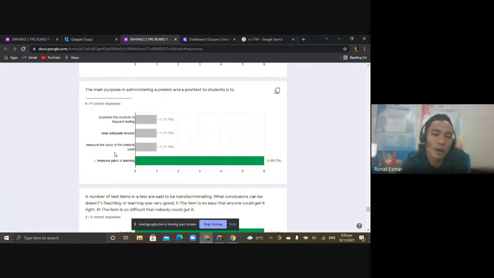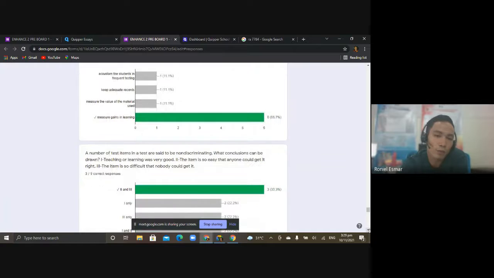Next is to measure the value of the material used. Is that the purpose of administering a pre-test and a post-test? So the correct answer is option number 4, measure gains in learning. We administer pre-tests to identify the prior knowledge or the schema of our students, and then we make use of a post-test to identify their levels of learning. So that's why the correct answer is option number 4.